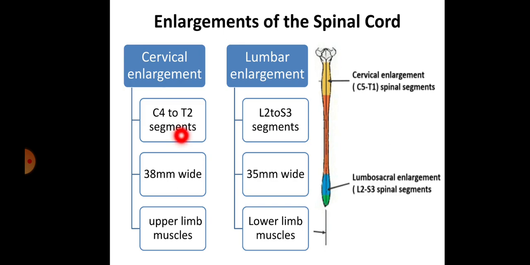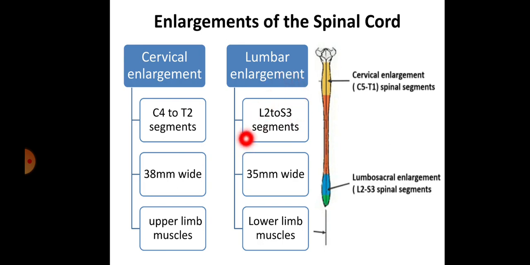Segments, the word is related to the spinal cord, not related to the vertebrae. So cervical enlargement is found at the level of C4 to T2 segments, and it is about 38 millimeter wide. Here extra nerves arise, supplying the upper limb. That means this enlargement is due to the presence of the upper limb muscles.